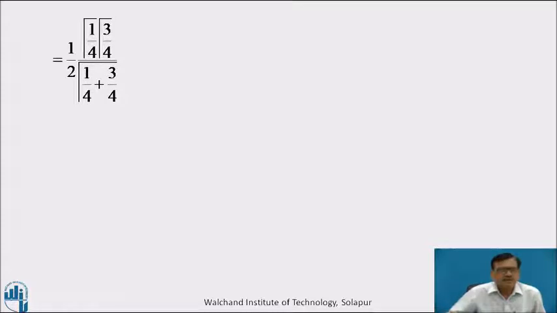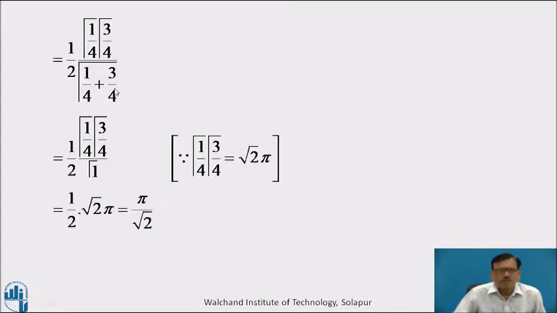Now expressing in terms of gamma function, that is 1 by 2 into gamma of 1 by 4 into gamma of 3 by 4 divided by gamma of 1 by 4 plus 3 by 4, which is equal to 1 by 2 into gamma of 1 by 4 into gamma of 3 by 4 divided by gamma of 1 by 4 plus 3 by 4 is 1, that is gamma of 1, and we know gamma of 1 by 4 into gamma of 3 by 4 is root 2 pi.